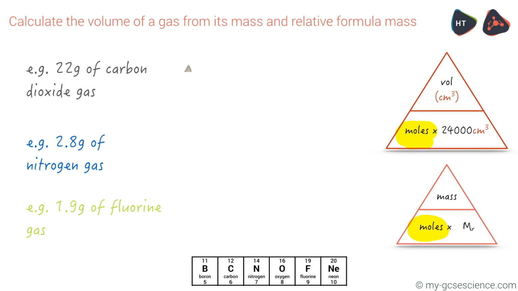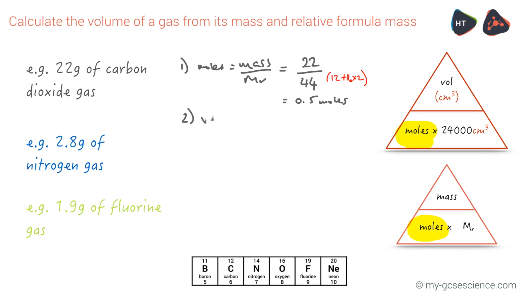So to find the volume of 22 grams of carbon dioxide gas, the first thing we do is to find the moles, which equals the mass divided by the relative formula mass. The mass is 22 from the question, and the relative formula mass of carbon dioxide is 44. That gives us 0.5 moles of carbon dioxide gas. Well, now we can use the second equation triangle. Volume equals moles times 24. So we have 0.5 moles times by 24 equals 12 decimeters cubed.